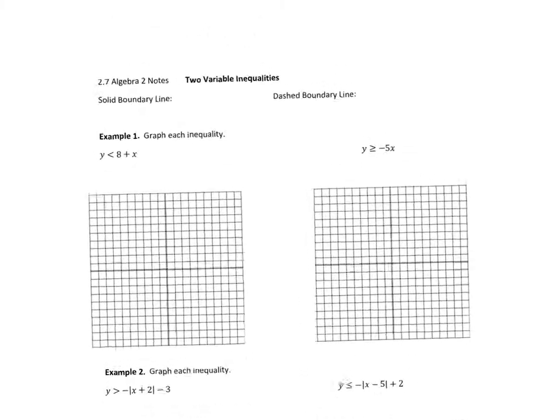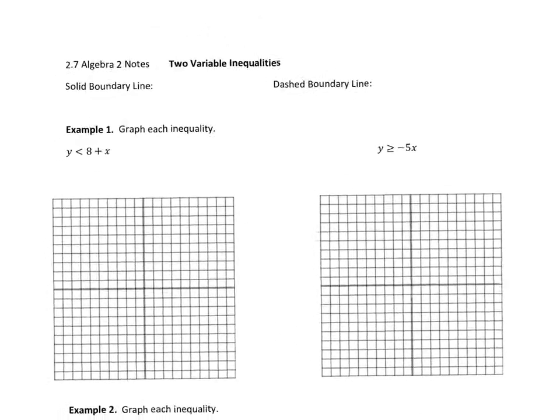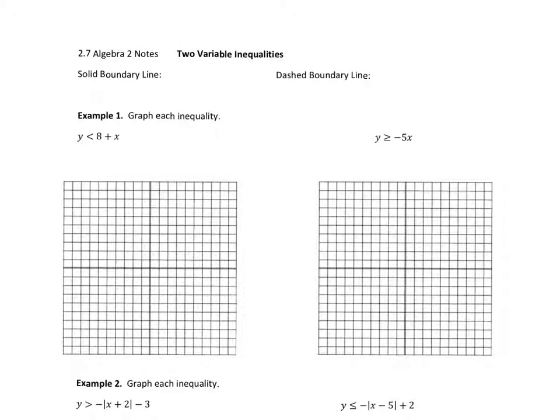Just like you can graph linear inequalities, you can graph absolute value inequalities. So we're going to review graphing linear inequalities and absolute value inequalities. A solid boundary line, when you're graphing, is a solid line, and you're going to use a solid boundary line if you have less than or equal to or greater than or equal to.